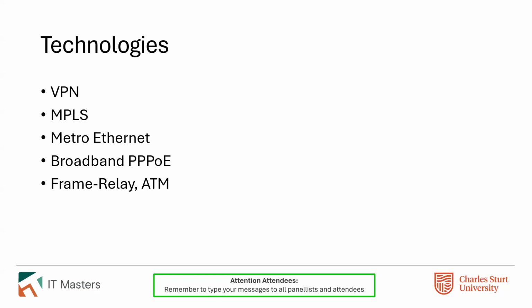And then there's broadband point-to-point over Ethernet, PPPoE. This is the form you may be familiar with depending on your internet service provider. And just like it can be used for the internet, it can be used for forming a wide area network as well. Less common these days are frame relay and asynchronous transfer mode, or ATM, not the automatic teller machine.